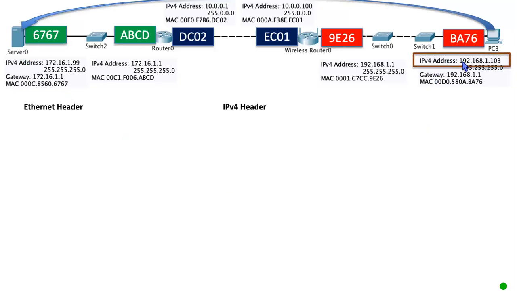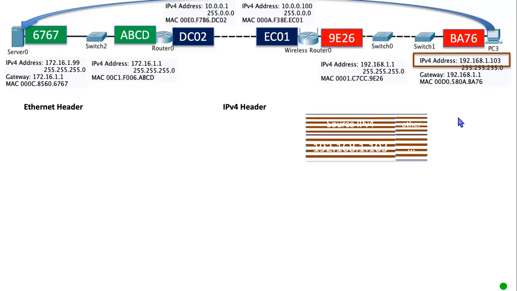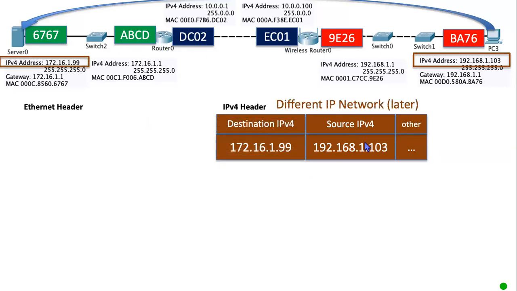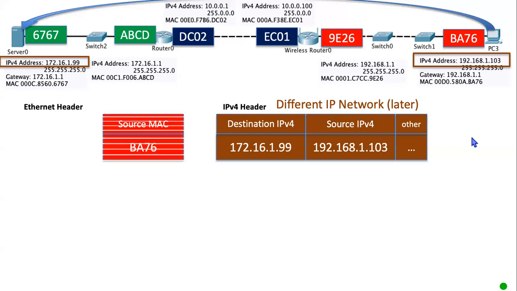So it's going to build a packet, PC3. Okay, source IP address itself, destination IP address way over here. Okay, recognizes 2 different IP networks. PC3 recognizes this. So what it's going to do is encapsulate it in an Ethernet frame with its own source MAC address. But it's going to use the destination MAC address of its local default gateway.